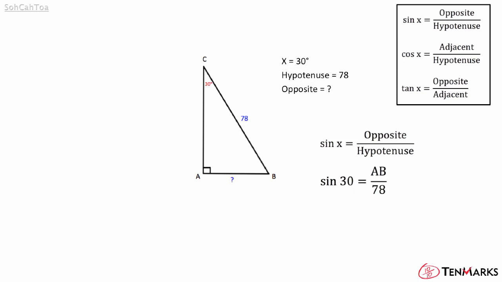Fill in what you know. Multiply both sides by 78. Solve 78 sine 30 by using your calculator to get that AB is equal to 39. 39 is the same value you got when you solved for it using similar triangles and proportions at the start of the video. Try the following problem.